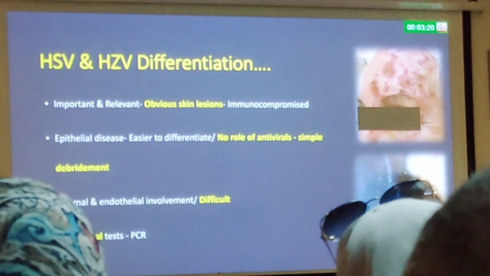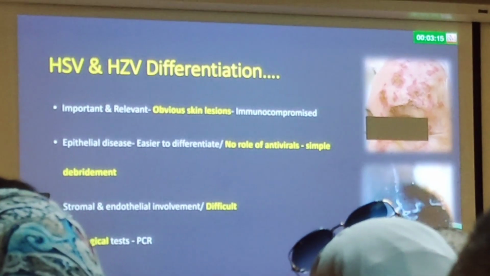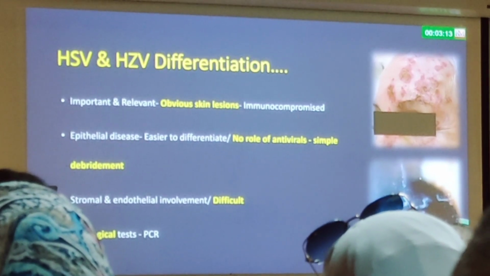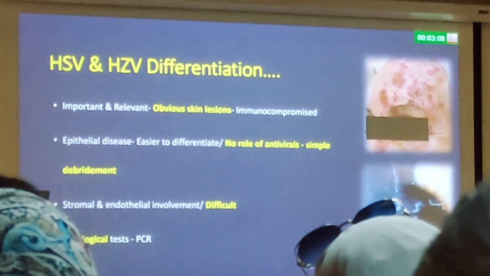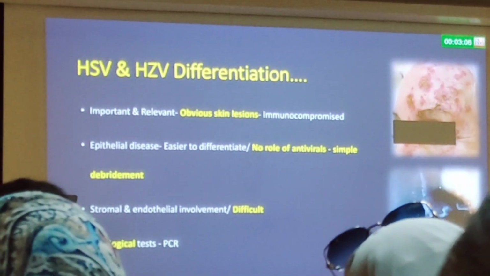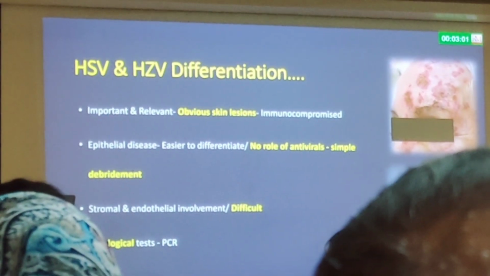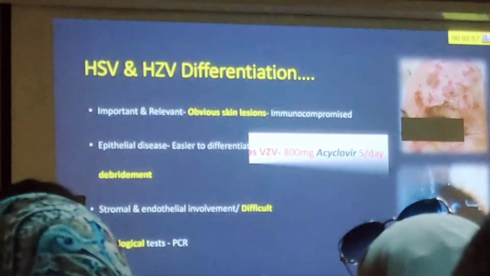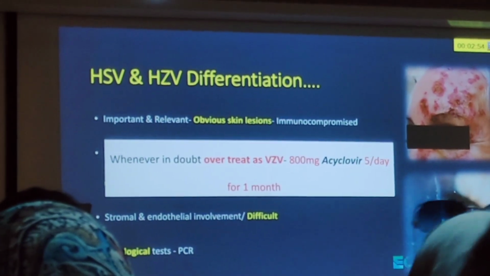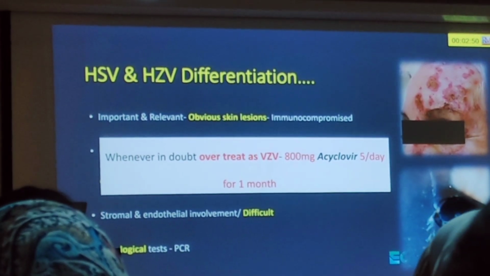We have to differentiate herpes simplex ophthalmicus from herpes zoster ophthalmicus. Herpes zoster ophthalmicus occurs mainly in immunocompromised patients with obvious skin lesions, shingles. The epithelial disease is easy to differentiate, with no role for topical antivirals. Stromal and endothelial disease are very difficult to differentiate. Serological tests and PCR may be helpful to differentiate, and whenever in doubt, overtreat as varicella zoster virus, with 800 milligrams systemic acyclovir 5 times daily for 1 month.